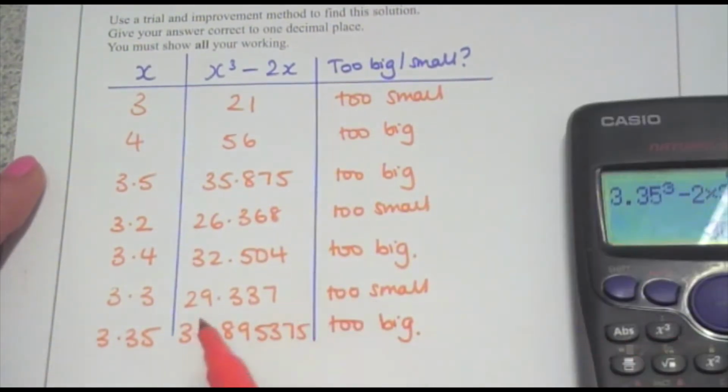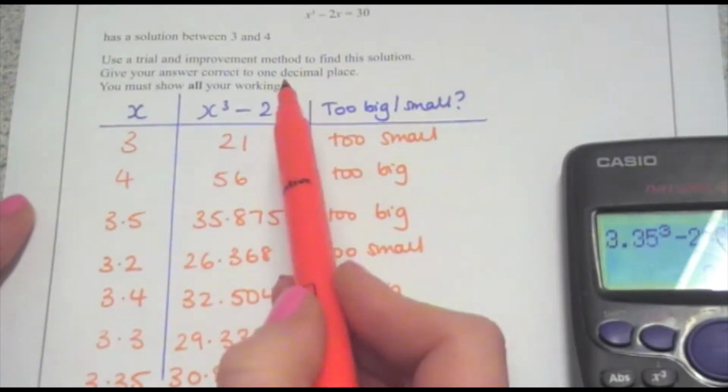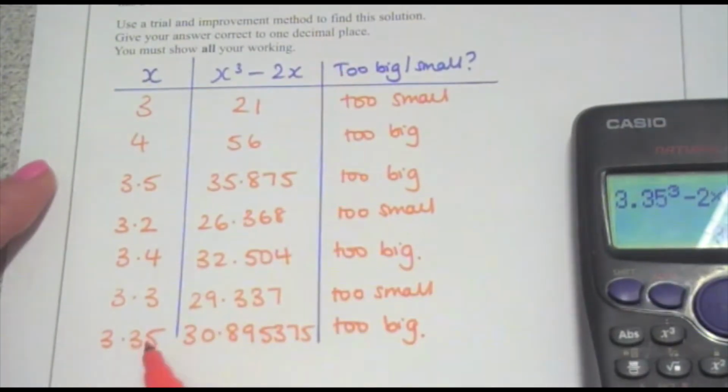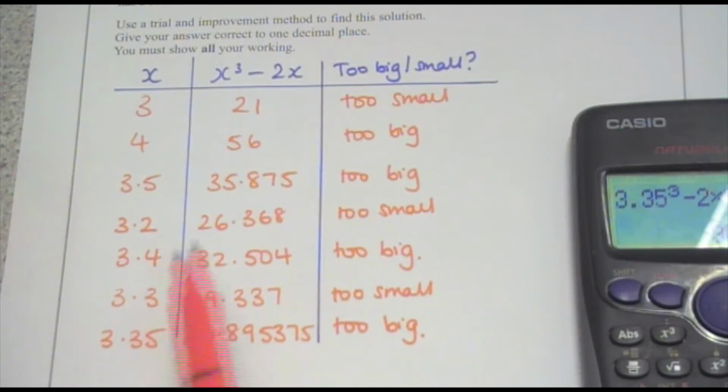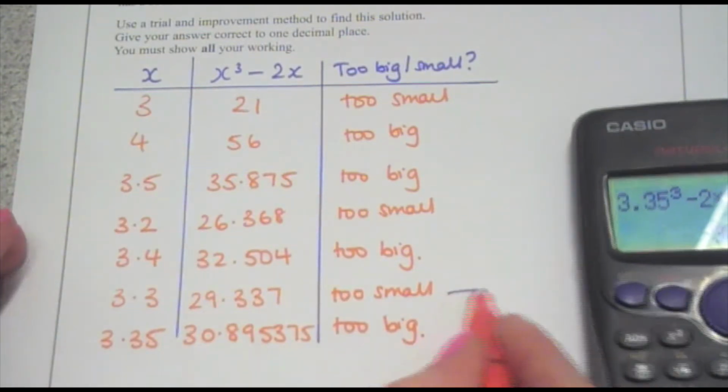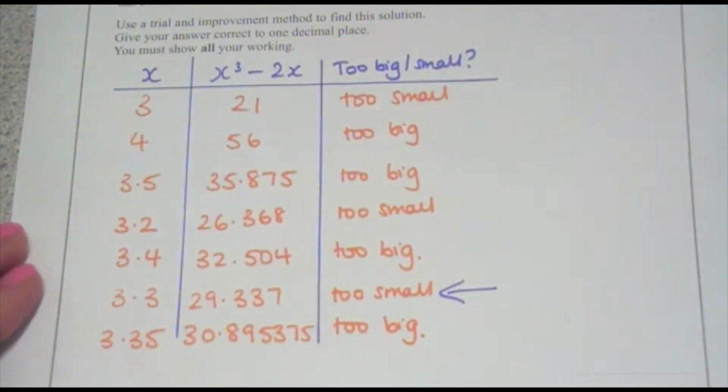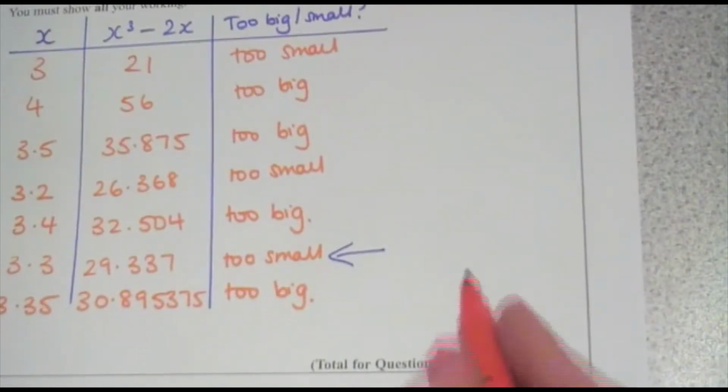However, it tells me that my solution is between 3.3 and 3.35. Now, if my answer is correct to 1 decimal place, then that means if it's any value between 3.3 and 3.35, it's going to round down to 3.3. So my answer to 1 decimal place is going to be 3.3.